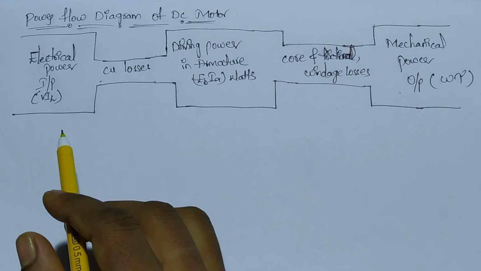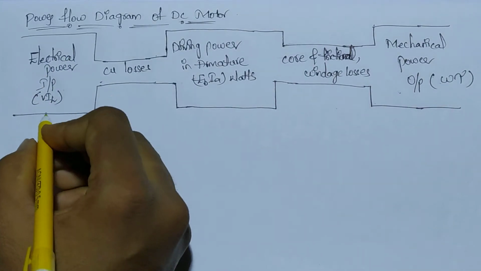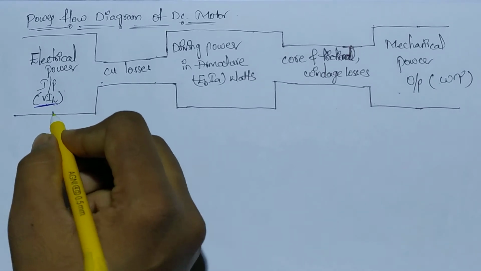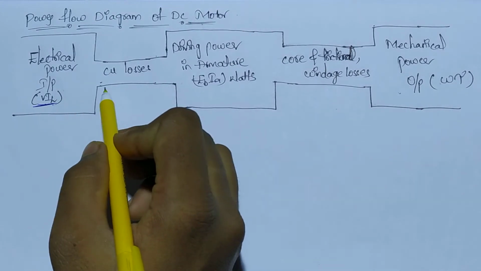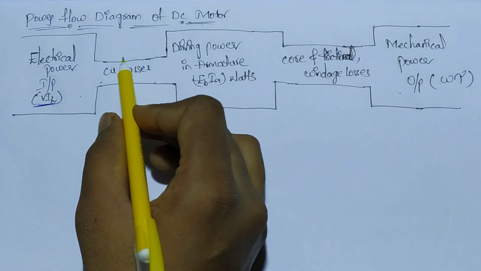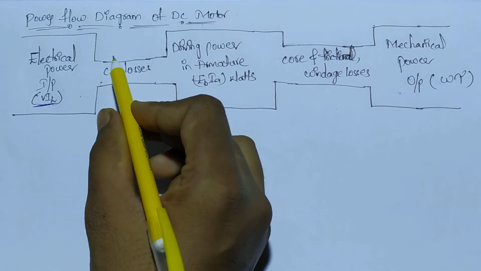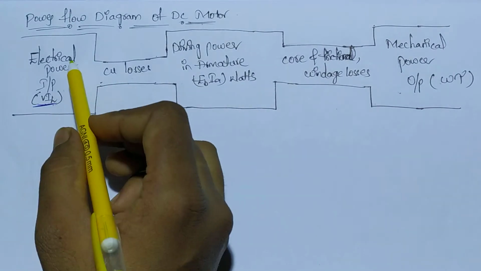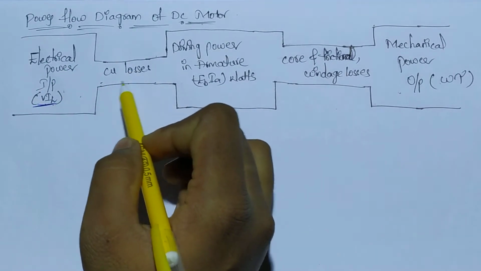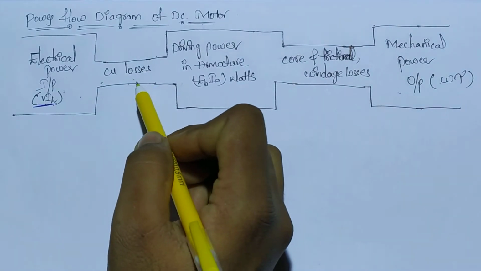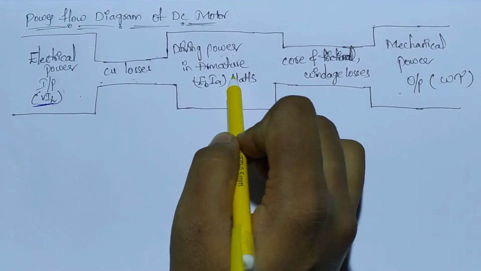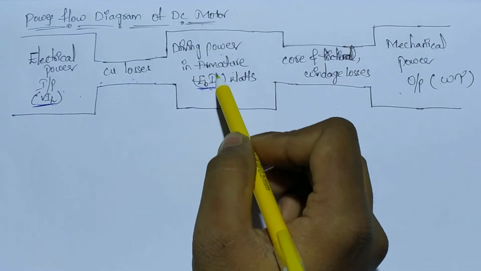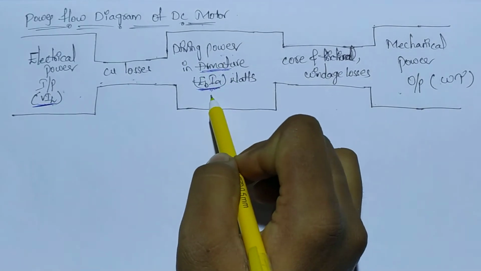Initially we are giving an electrical input. It means VIL, the electrical input power which we are feeding to a DC motor. When we feed the electrical input to the DC motor, copper losses will occur. These copper losses cause some power loss, so we lose some power from the input. By removing these copper losses, we are left with the driving power in the armature, that is EBIA. This is the mechanical power developed inside the armature. So this is the driving power of an armature.